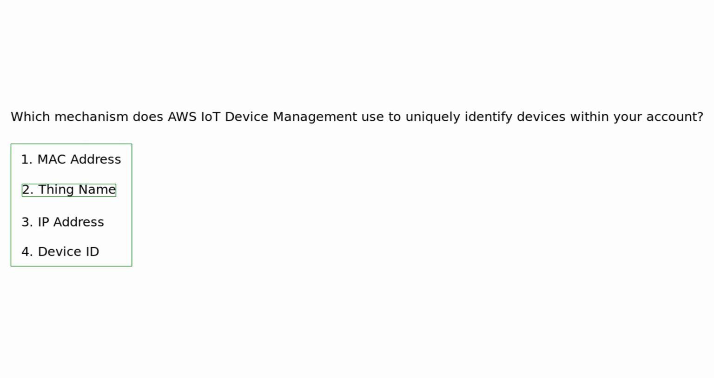In AWS IoT Device Management, each device is uniquely identified within your account by its thing name. The thing name is assigned when you create the thing and must be unique within your AWS account and region.